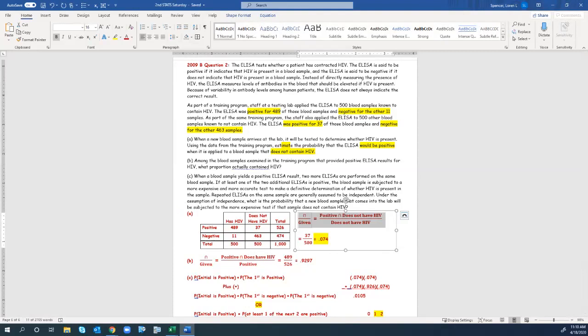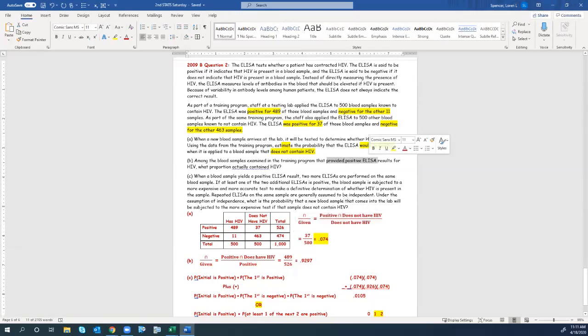Among the blood samples examined in the training program that provided positive ELISA results for HIV, what proportion actually contained HIV? So of those that are positive, so we know we're working with the positive, so I'm looking at this row of positives.